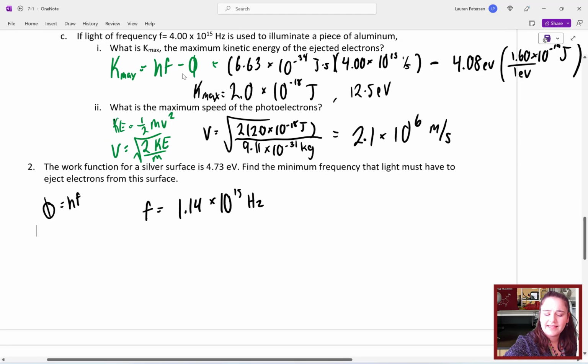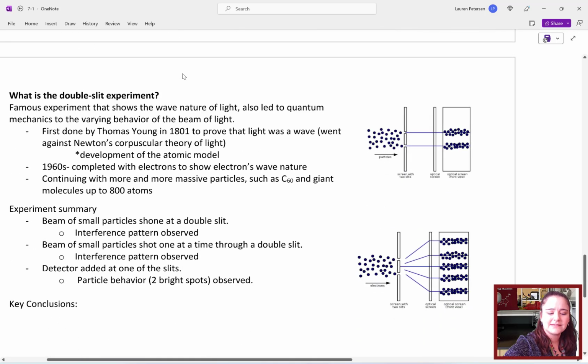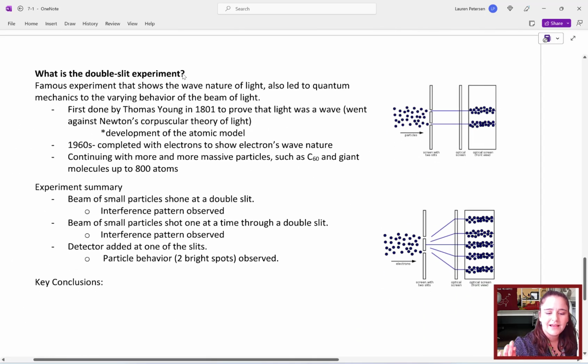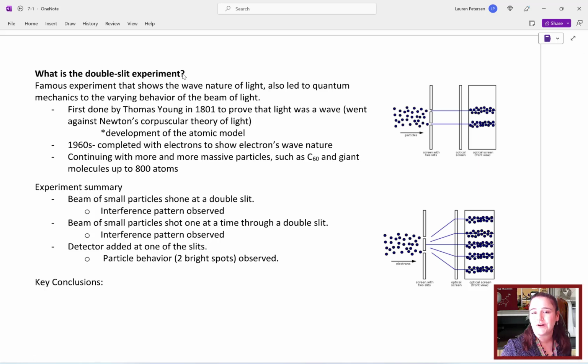Now, let's talk about the famous double slit experiment. Now, I highly recommend that you go check out the Dr. Quantum video on this. It's excellent, does a great overview of the experiment. But I will try to explain it briefly here. Okay, so this was first done by Thomas Young in 1801. This proved that light was a wave, okay, when we did it with light.